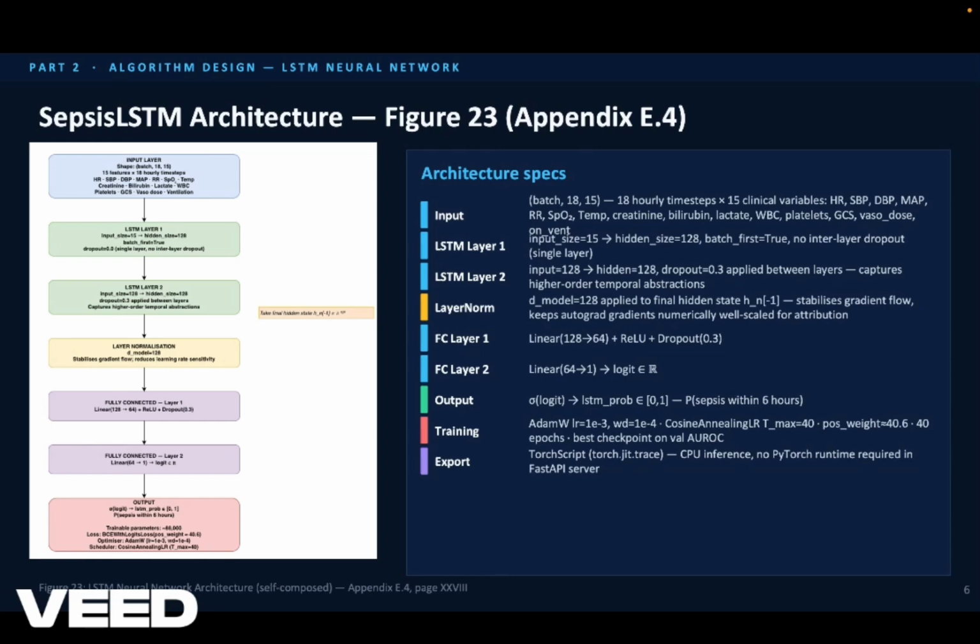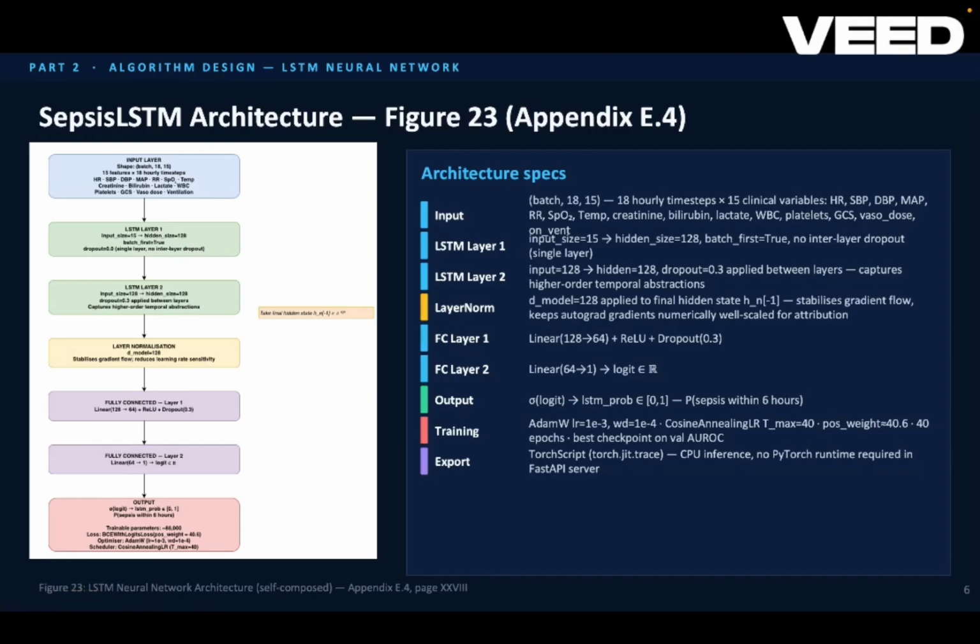The LSTM model takes 18 hourly timestamps with 15 clinical features. It consists of two LSTM layers with 128 hidden units, followed by a layer normalization and fully connected layers to produce a probability output. Layer normalization is important not only for training stability but also for producing meaningful gradient based explanations. Additionally, a class weight of 40.6 is used to handle class imbalance, ensuring the model prioritizes detecting sepsis cases rather than defaulting to predicting no sepsis.